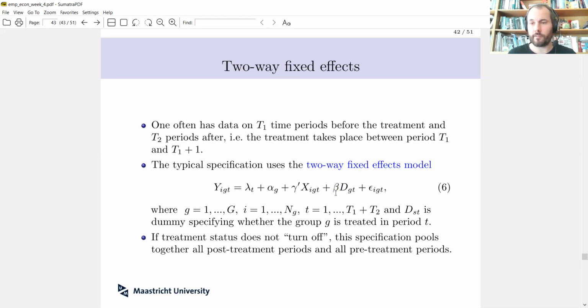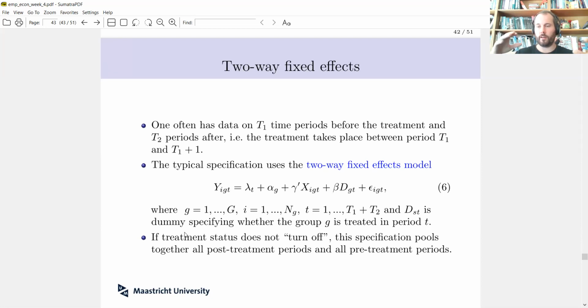Yes, and beta is your object of interest. And so here we kind of have groups. We have actually multiple groups, but not all of them are treated. Then within each group, we have a number of individuals, and then we have many time periods. And if you estimate beta by least squares, you're actually basically pooling everything together.